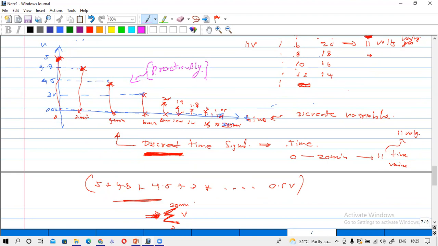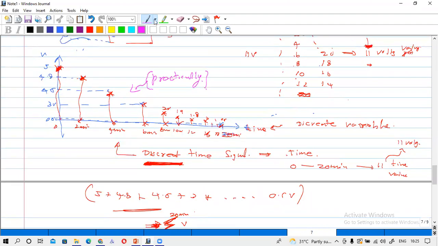But this is not the practical one. So this is the measurable. We can say that this is measurable. These are measurable values. We can measure. But practically, how does it happen?